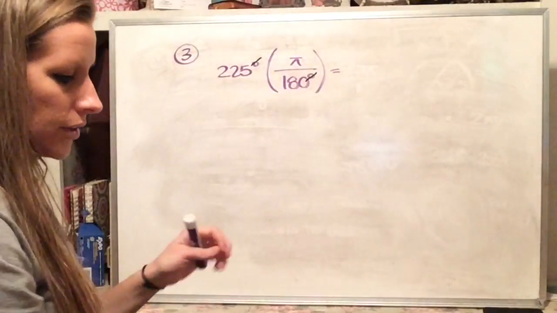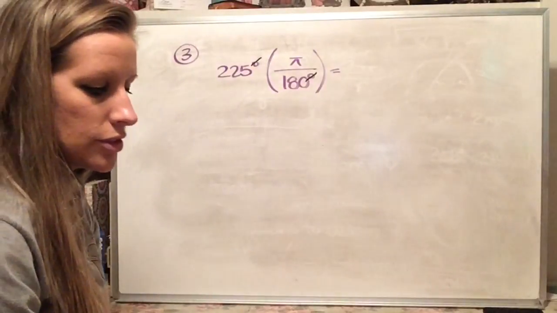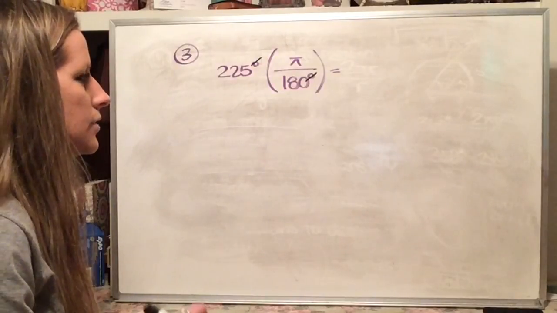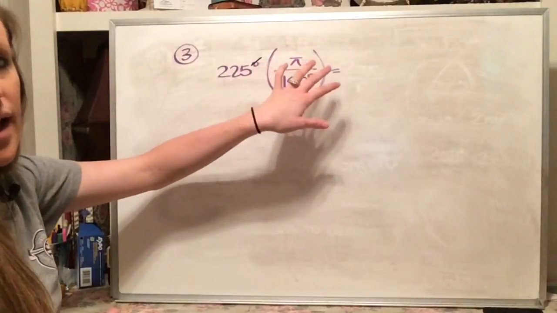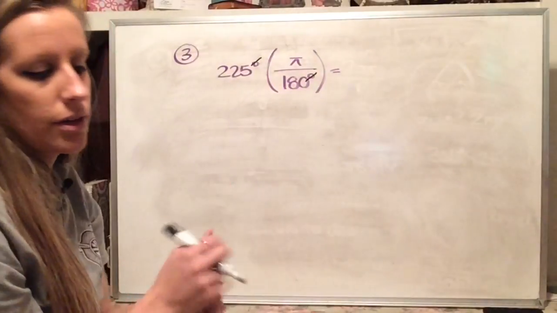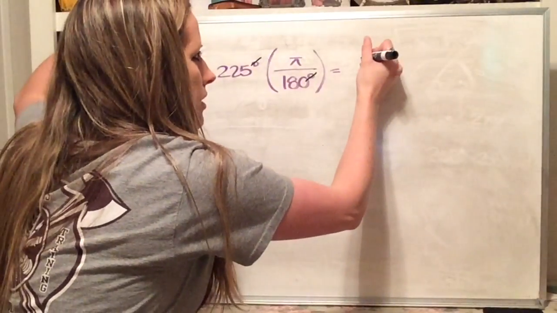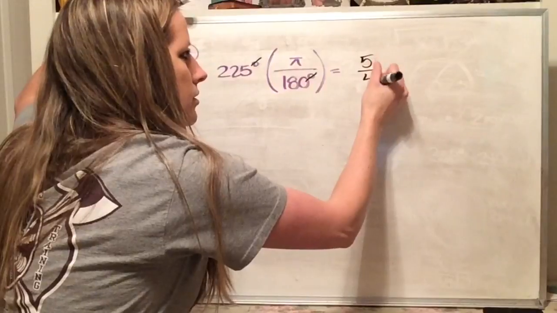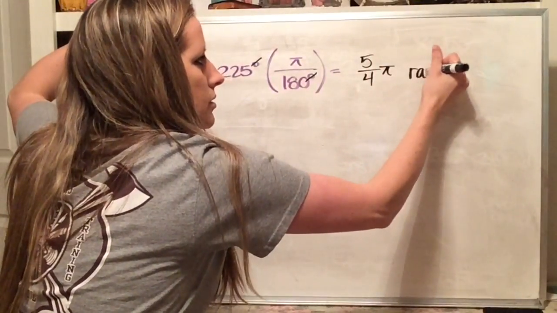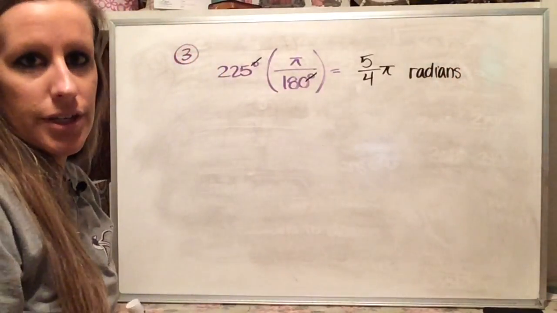Okay, so in your calculator, let's put in 225 divided by 180, and then change it back into a fraction. We aren't going to put in the pi because we're leaving it in terms of pi. So we need a pi in our answer. 225 divided by 180, change it to a fraction, and I get 5/4. So my answer is 5/4 pi radians. Okay, so that's all you're going to do.